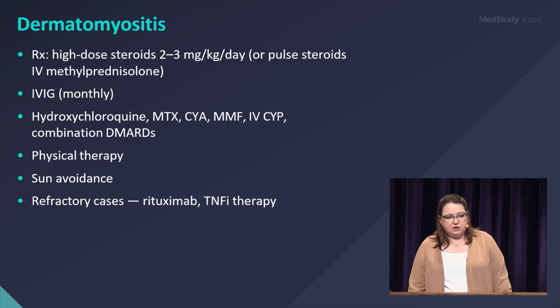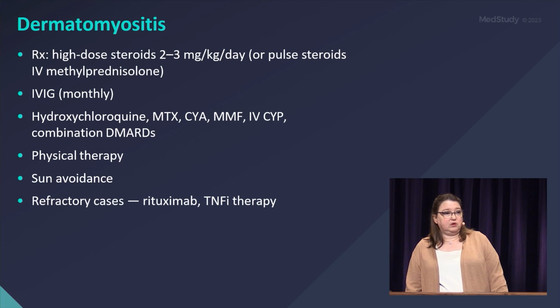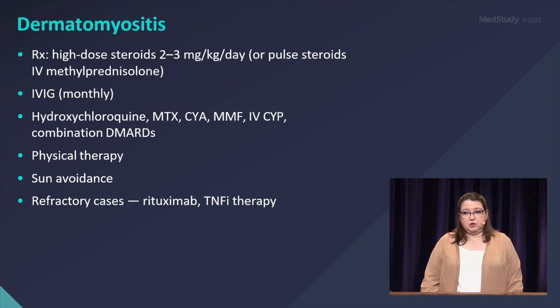The treatment, initially you give steroids. You can either give this orally or through IV. You give IVIG once a month, particularly in the younger children. There's some debate about how useful it is in the older children. You usually start them on one DMARD, hydroxychloroquine. Sometimes you add a second, methotrexate. Sometimes you'll add or substitute a third, such as mycophenolate.